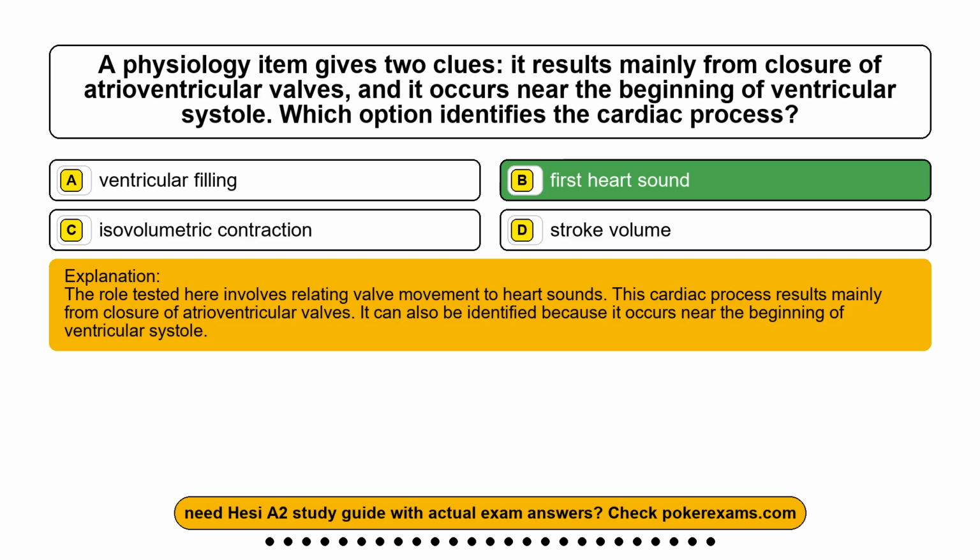The role tested here involves relating valve movement to heart sounds. This cardiac process results mainly from closure of atrioventricular valves. It can also be identified because it occurs near the beginning of ventricular systole.